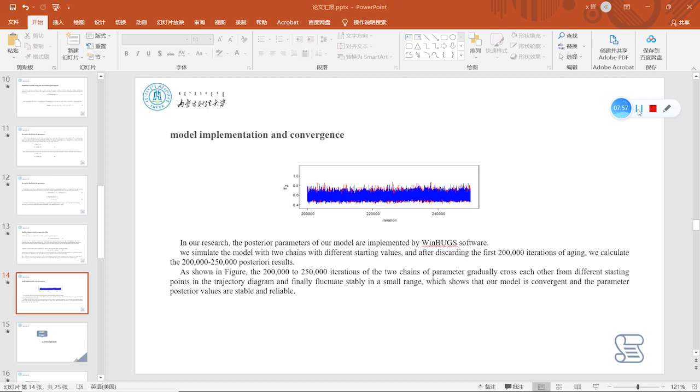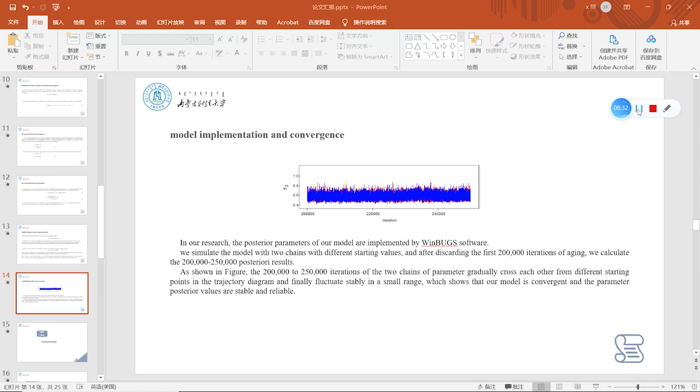In our research, the posterior parameters of our model are implemented by WinBUGS software. We simulate the model with two chains with different starting values, and after discarding the first 200,000 iterations of aging, we calculate 200,000 to 215,000 posterior results.